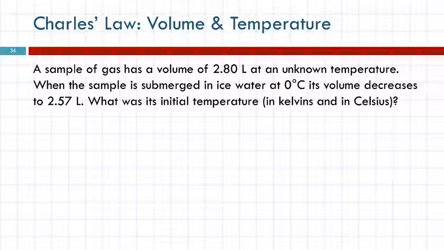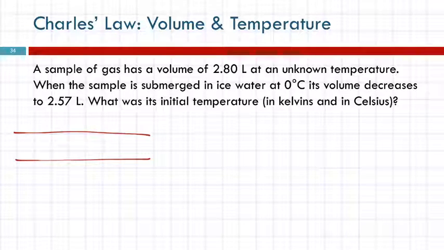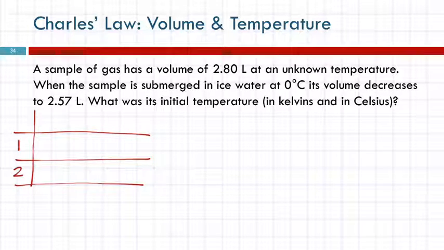Okay, so let's do this one. So again, we're just going to follow that pattern. We're going to make a table, and we're going to fill it in with the numbers as we come to them. We're going to have row 1 and row 2. We're going to read through the problem again. Volume of 2.80 liters. So I'm going to write that in my table, 2.80 liters. That's a volume. I'm going to label that column. At an unknown temperature. Skip over that. That's not a number. We put it in ice water, 0 degrees Celsius.